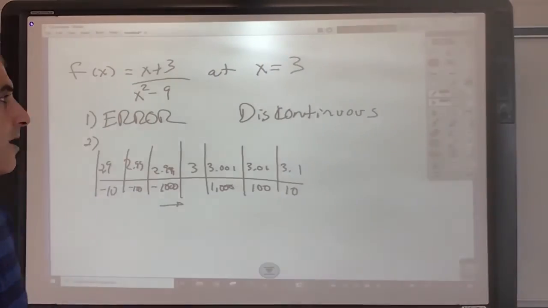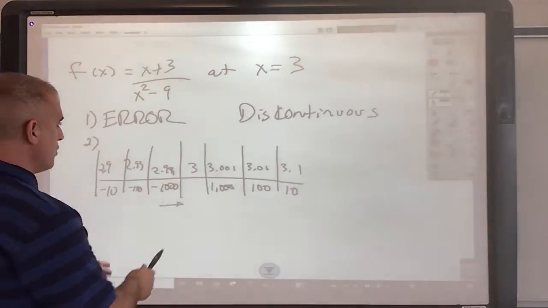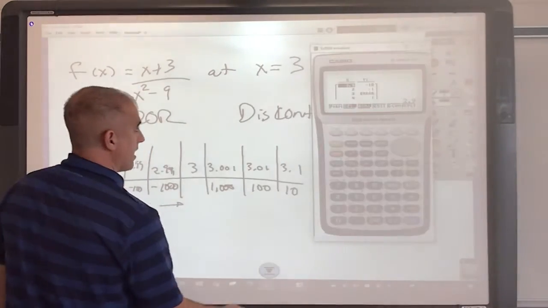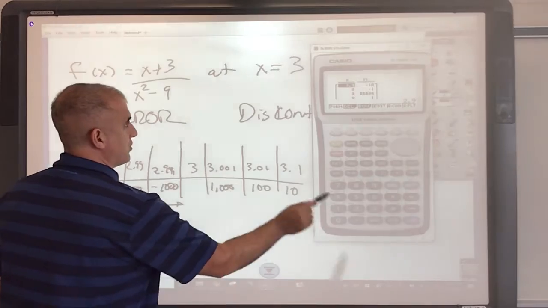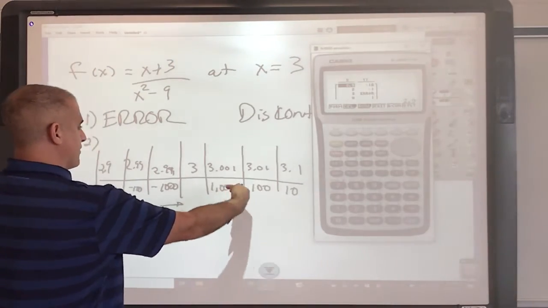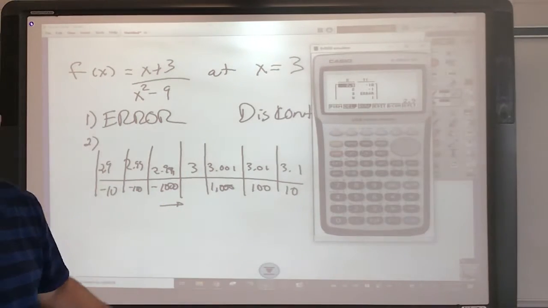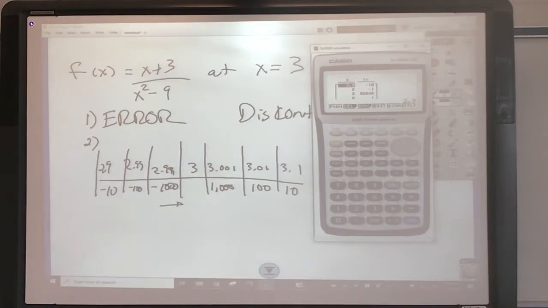Okay, this is going to pick up where it was, and this was discontinuous. If you do a table and put those values into a table, just to speed this video along, you'll notice you get values. This is going towards 1,000. This is going to negative 1,000. That's another reason why it's discontinuous, okay?